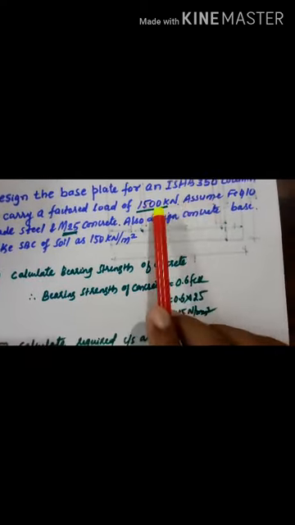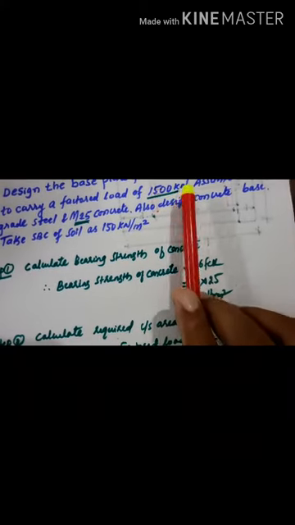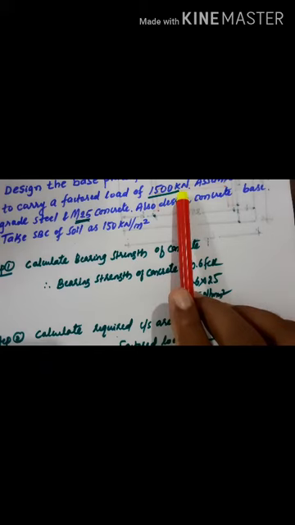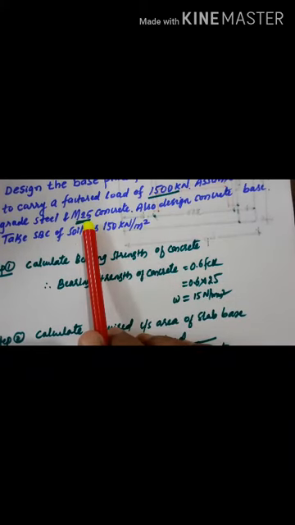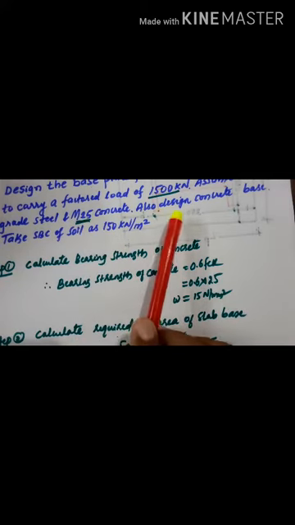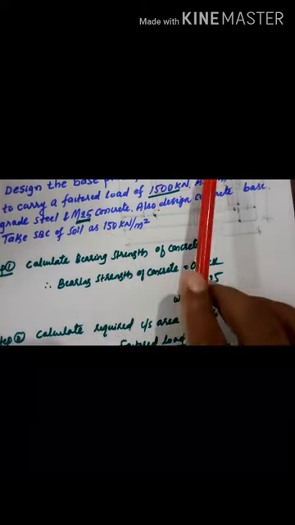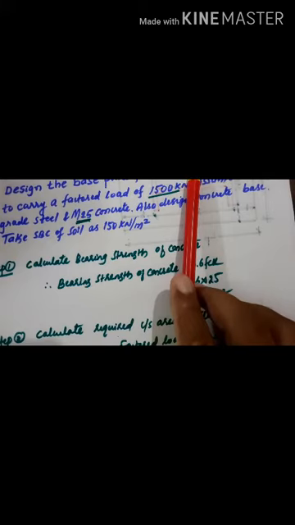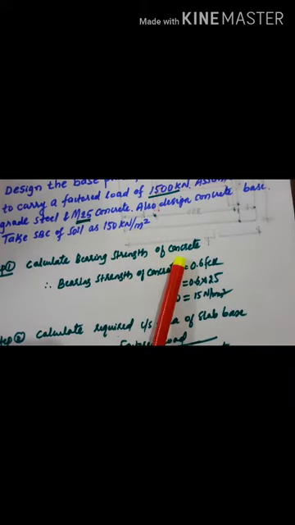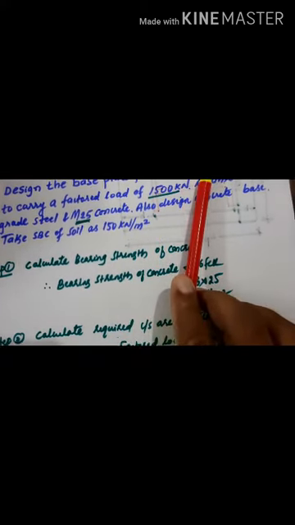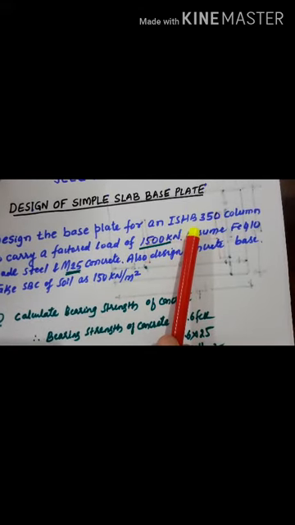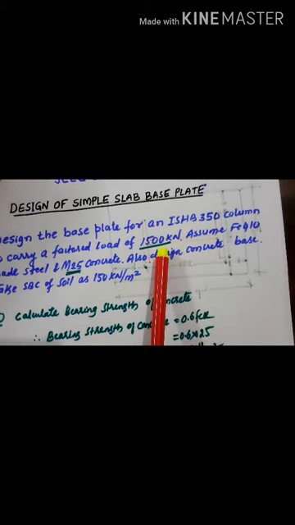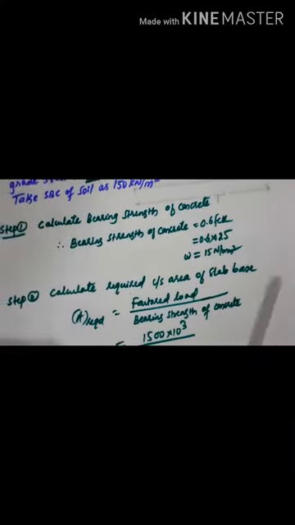For this column carrying a factored load of 1500 kilonewton, the column is resting over a concrete pedestal of M25 grade concrete, and the concrete pedestal is resting over the soil, and the soil SBC is also given. For this column we need to design the base plate. As we know, the function of the base plate is to distribute the load coming on the column over the concrete pedestal, hence the stresses can be minimized. So what size of base plate is required for this column carrying a load of 1500 kilonewton? That is the question. For the design, you need to follow the steps given earlier.